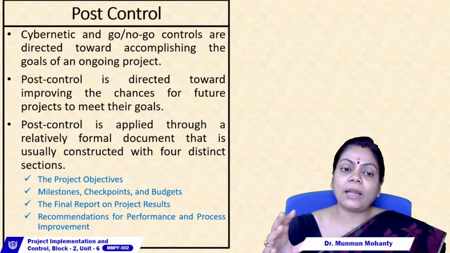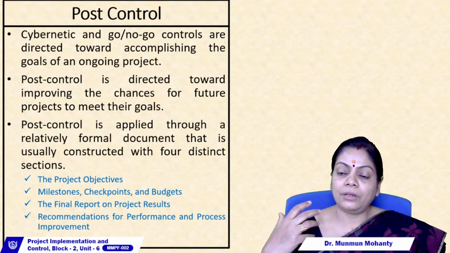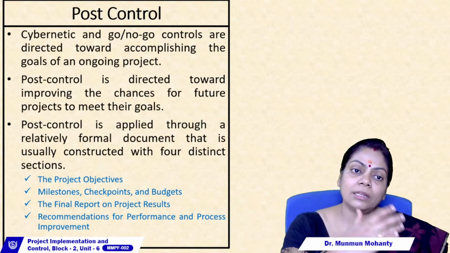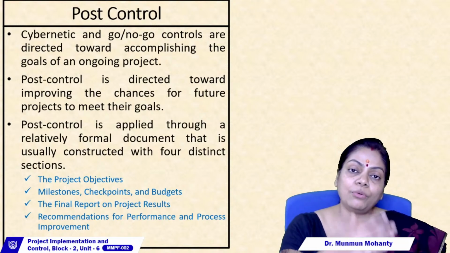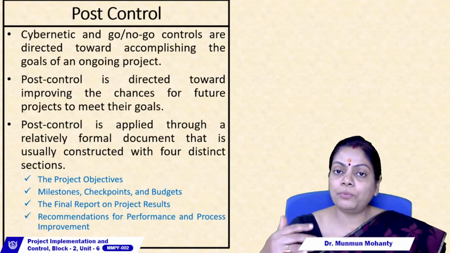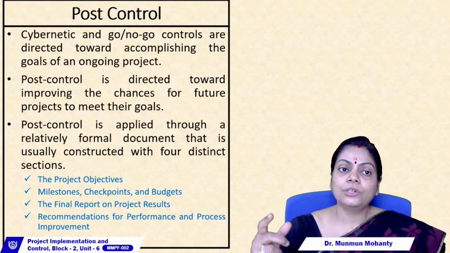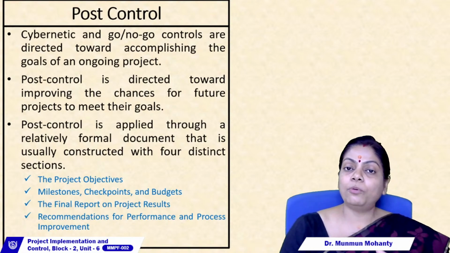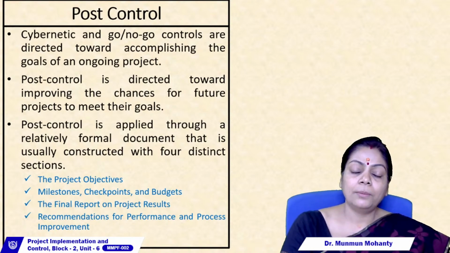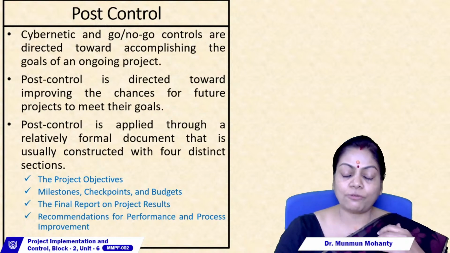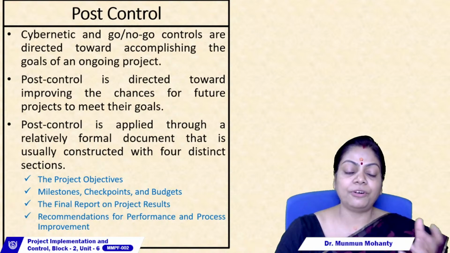So if we look at whatever has happened in the process, looking at the past, and we try to see what can be done to improve the system, then this kind of controls are going to be helpful in future. Though we cannot use the post control to control the current process, we can use them to improve future processes. Now the post control is applied through various formal documents, which are usually constructed for different sections.